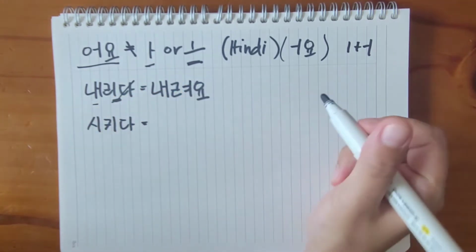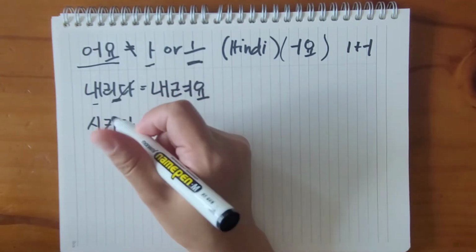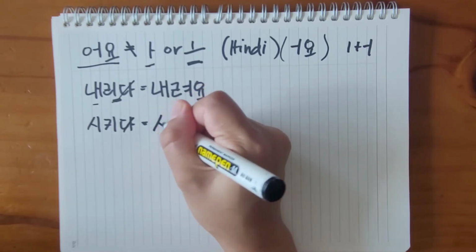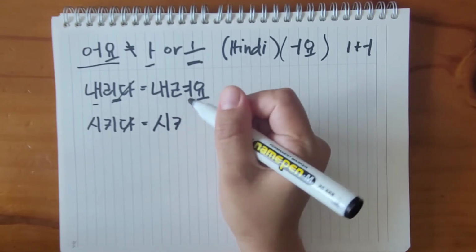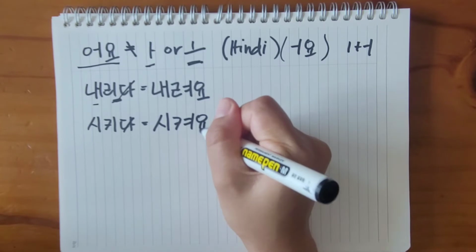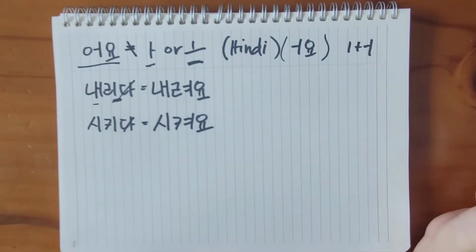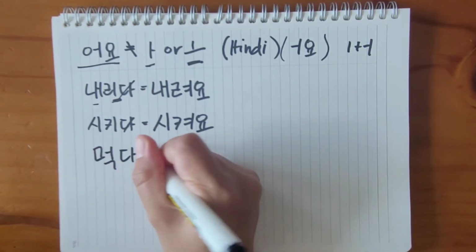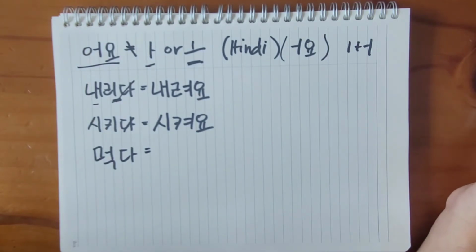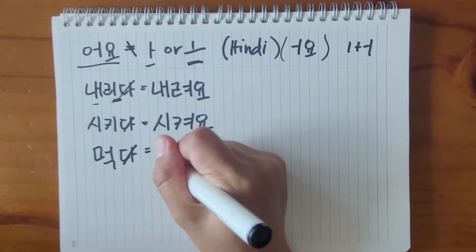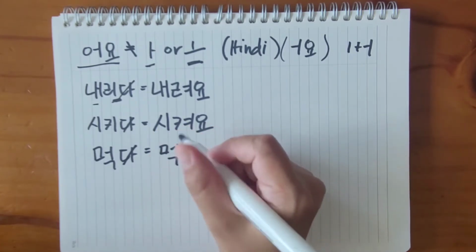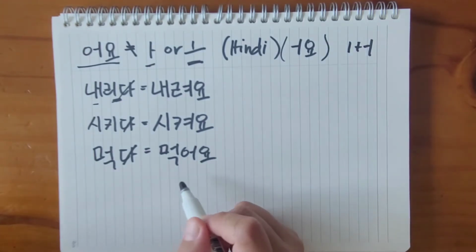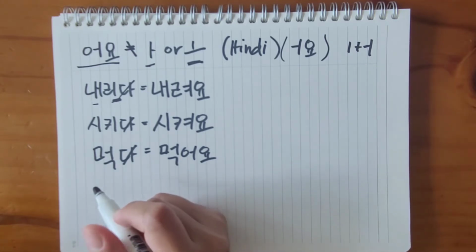Shikida is to order. So, we drop da. And magiging shikyoyo. Another example. Mokta means to eat. We drop da. Mogoyo. Next example.